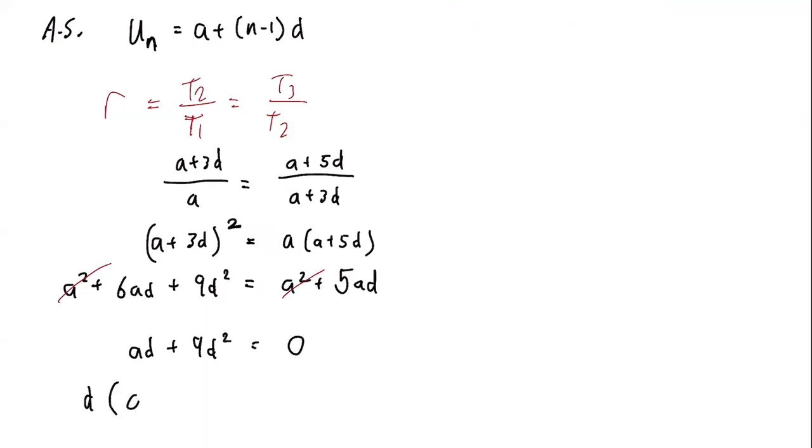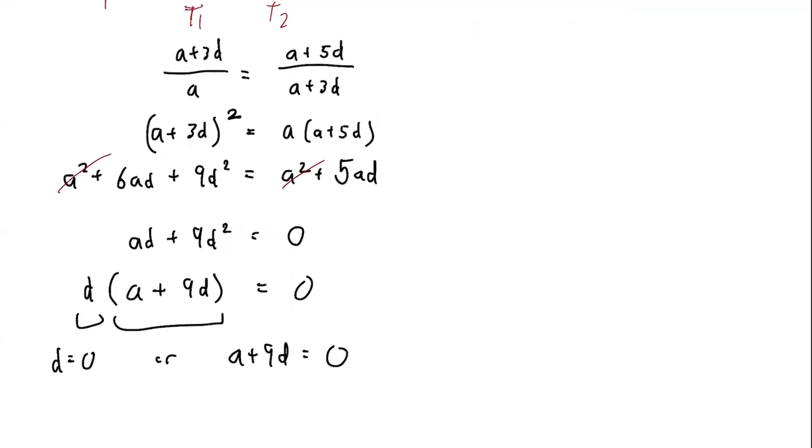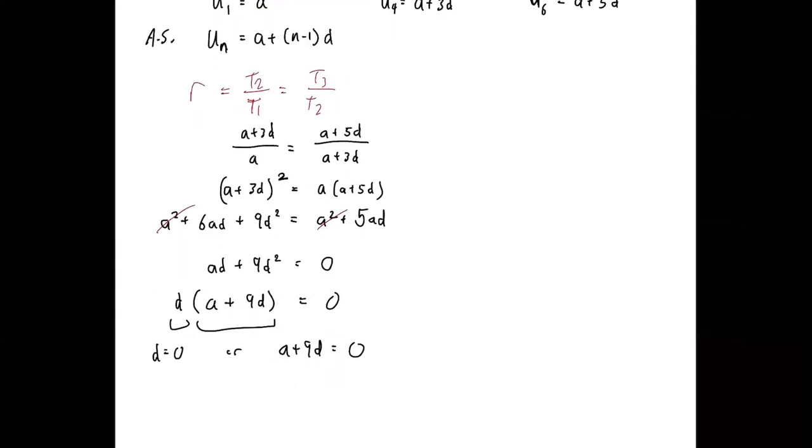Factor out D, what do we get? D times A plus 9D equals 0. So factor times factor equals 0 means the first factor equals 0, or A plus 9D equals 0. Okay, so that also means that A equals negative 9D. Is that useful? Maybe it's more useful if I make D the subject. So D equals negative A over 9.